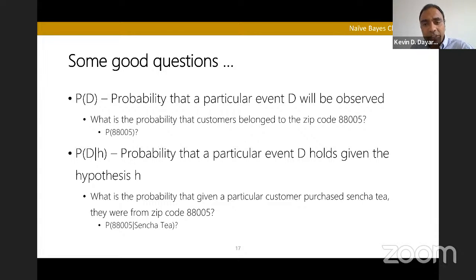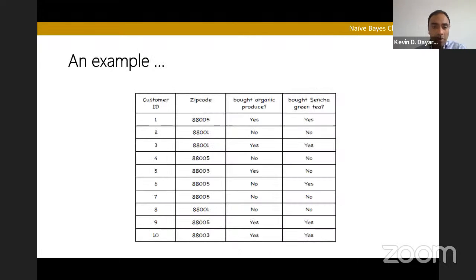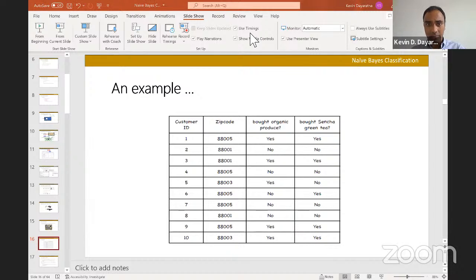And what is the probability that a particular event D holds given a hypothesis? That is, for example, what is the probability that a particular customer who purchased Sencha tea was from zip code 88005? The first one is very easy to do. There are 10 customers. How many are from the zip code? 1, 2, 3, 4, 5. So we have 5 out of 10. All right, P of 88005.